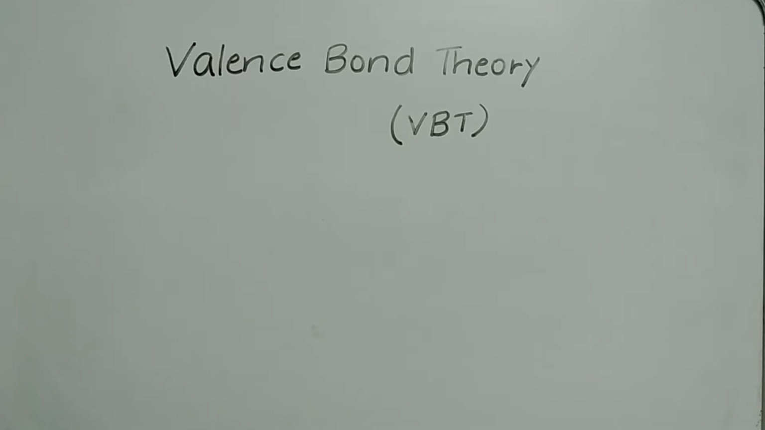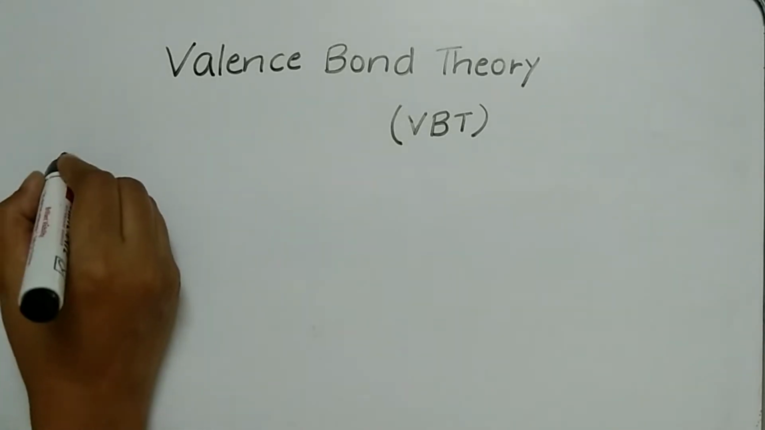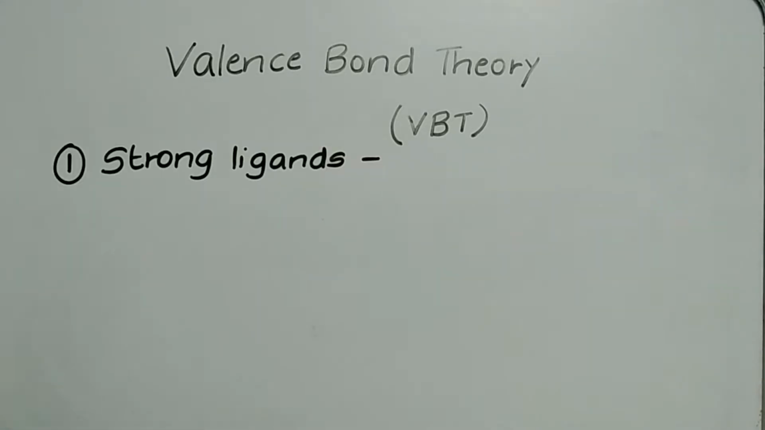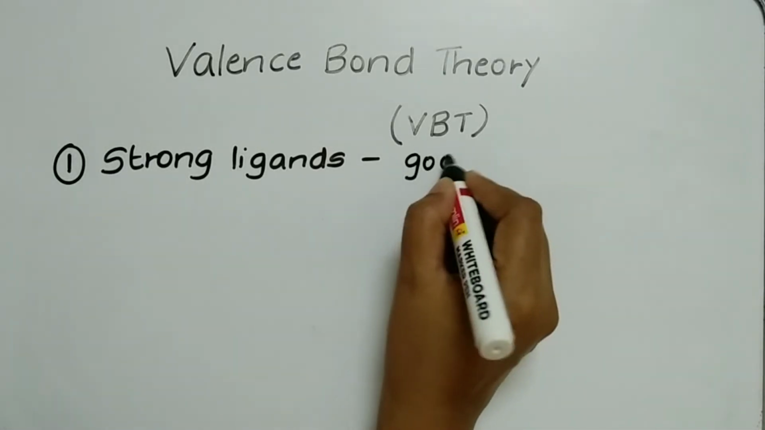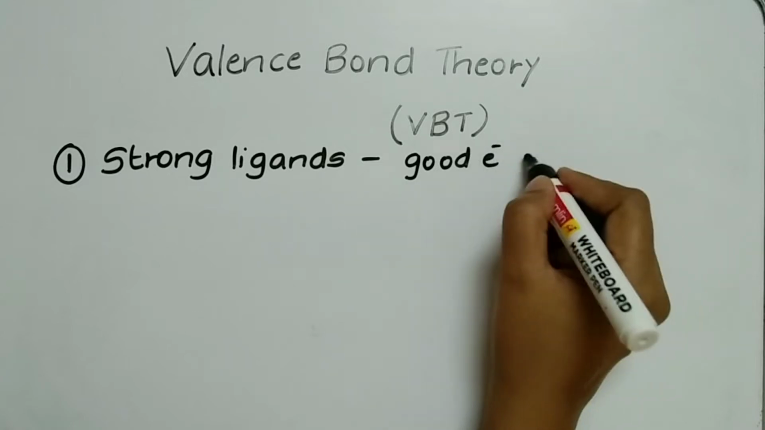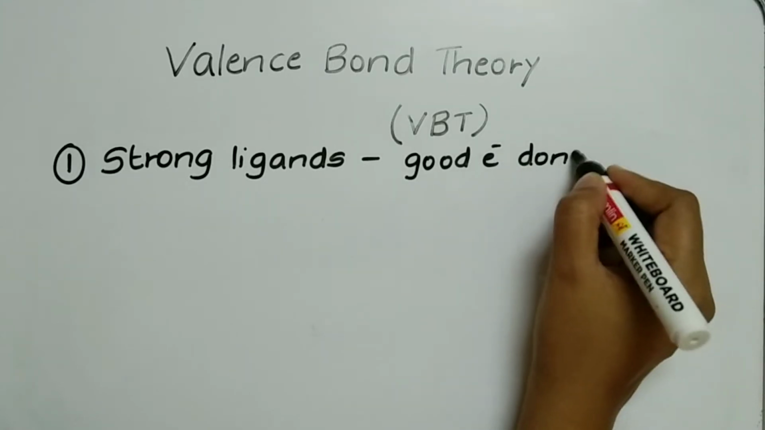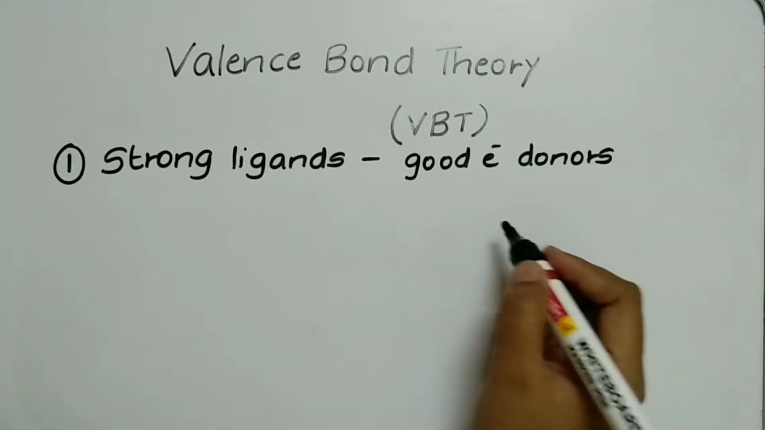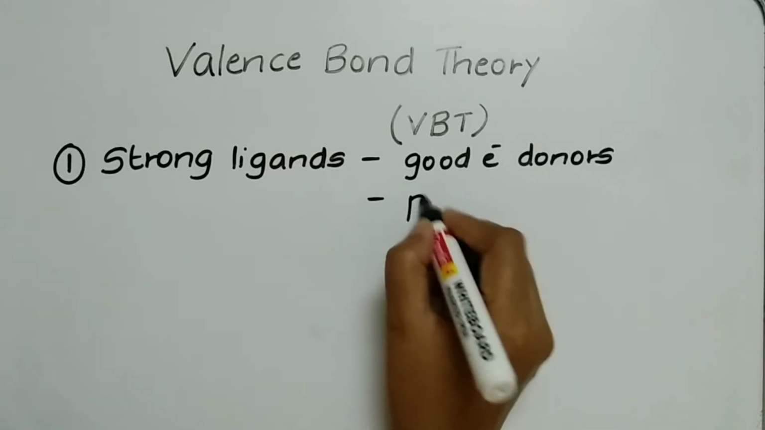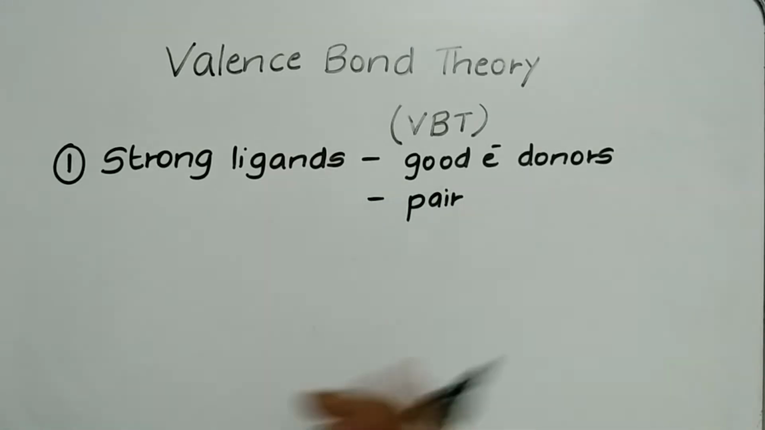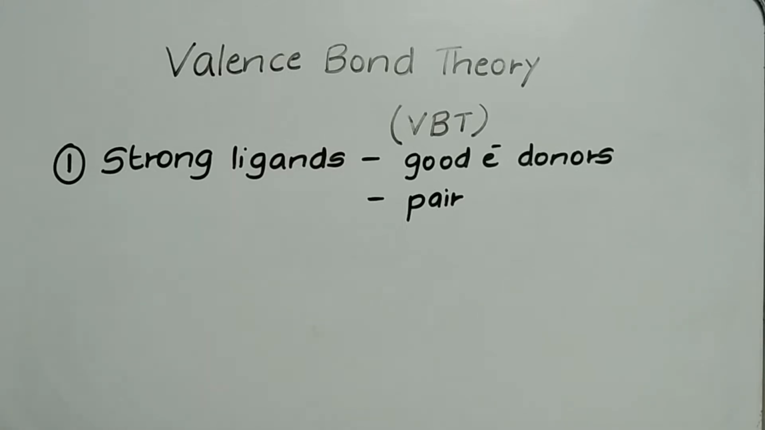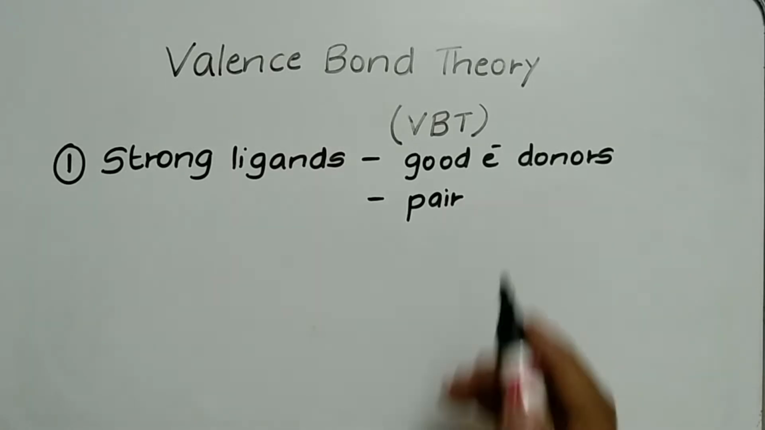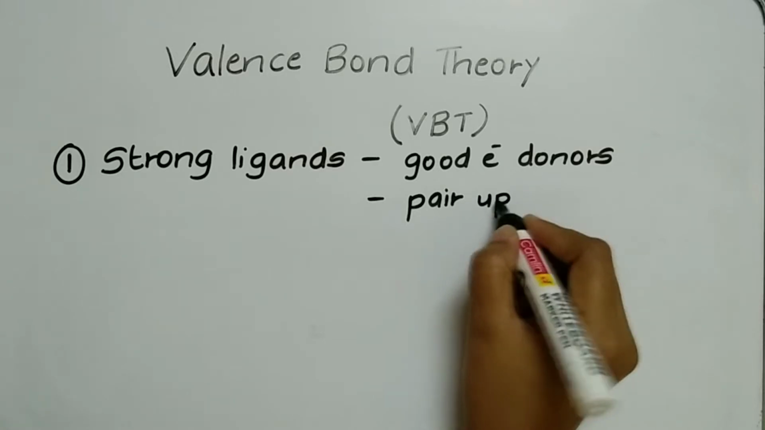We will discuss the valence bond theory, also called VBT. According to this theory, the ligands are classified into three. The first one, strong ligands. Strong ligands are good electron donors. They will donate electrons and they will pair up the electrons. If a strong ligand is present in the coordination compound, then it will pair up the electrons.